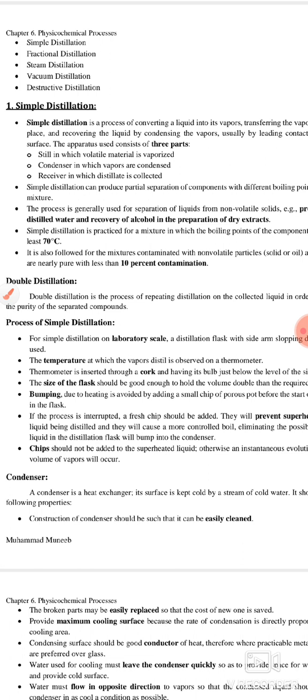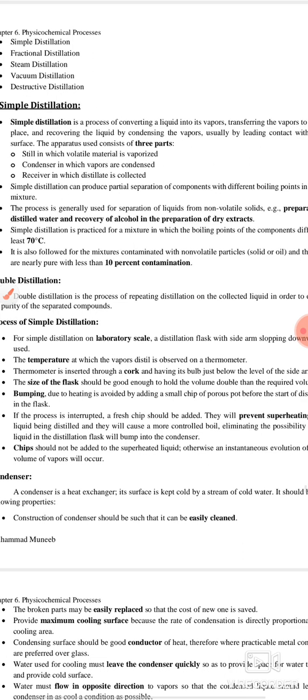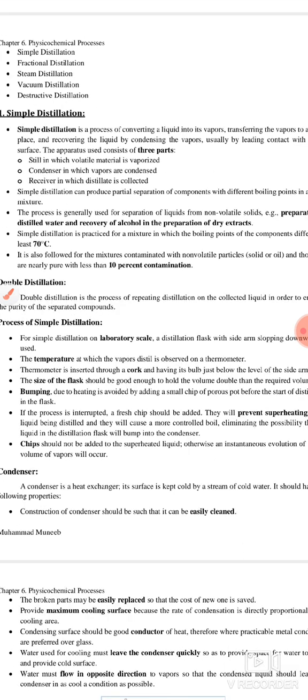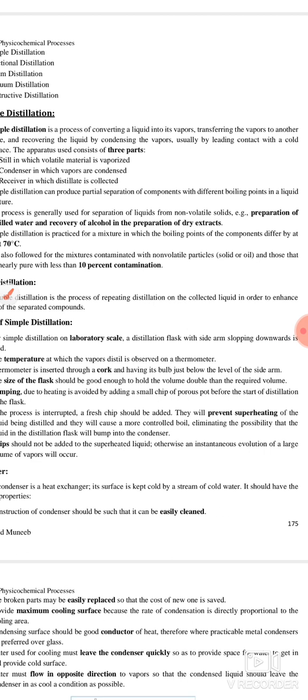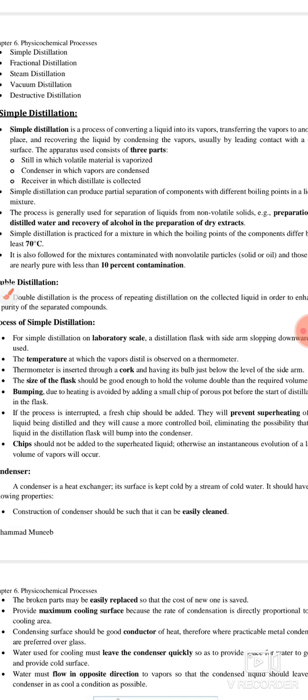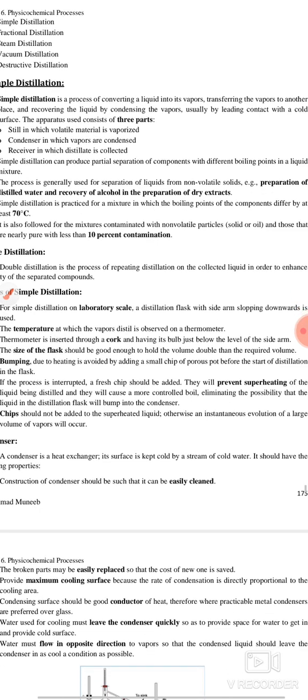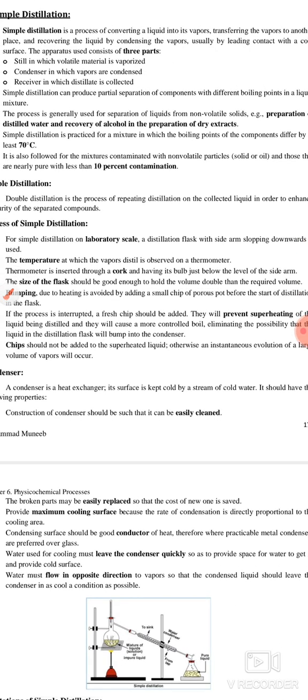Now what is the procedure? First, you have a laboratory-scale distillation flask with a downward tube. Temperature is measured by a thermometer, which is inserted with the help of a cork. The size of the flask should be big enough to hold all the liquid. Then you heat it, vapors are formed, and these vapors pass out through the condenser, and then they condense.